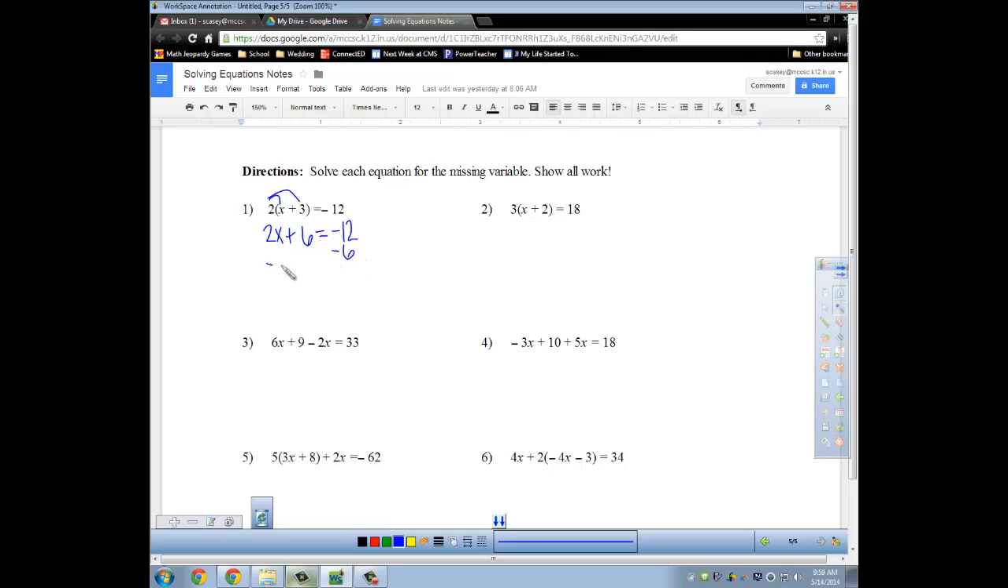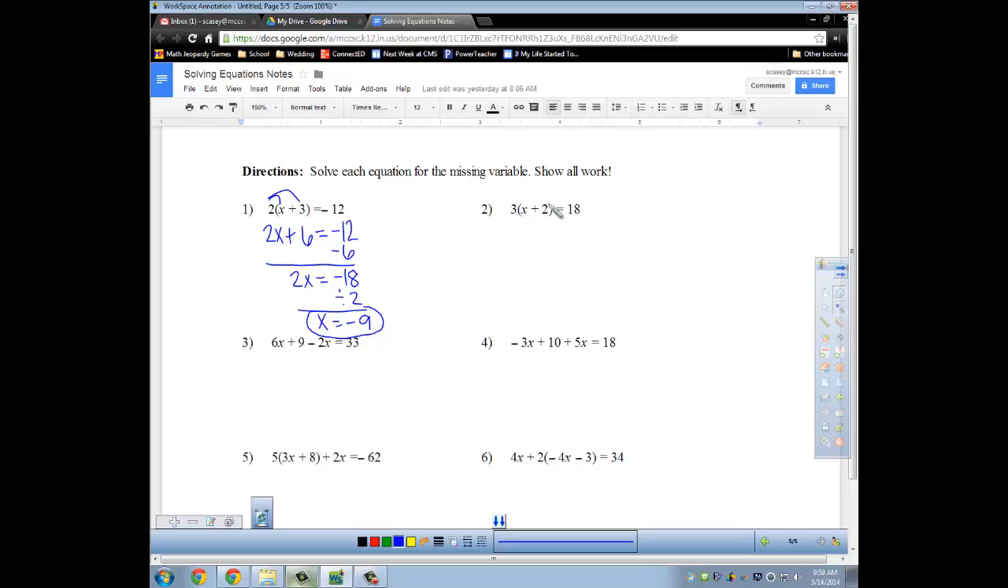Subtract 6 to the other side. Get 2x equals negative 12 minus 6 is negative 18. Then divide by 2. We get x equals negative 9. Remember, you can always check your answer by plugging it back in and seeing if you get negative 12.